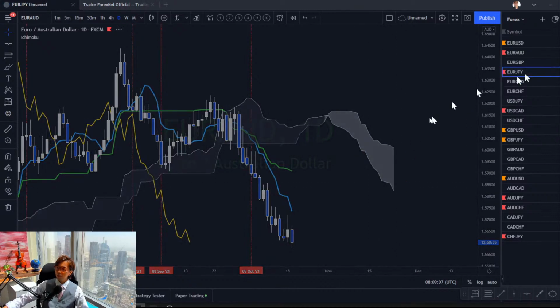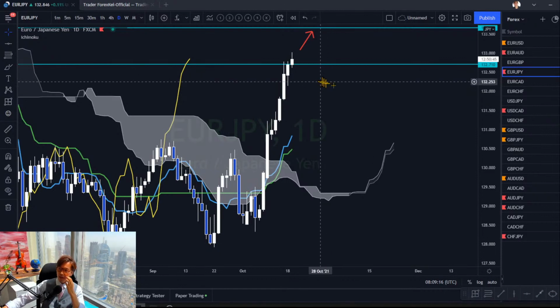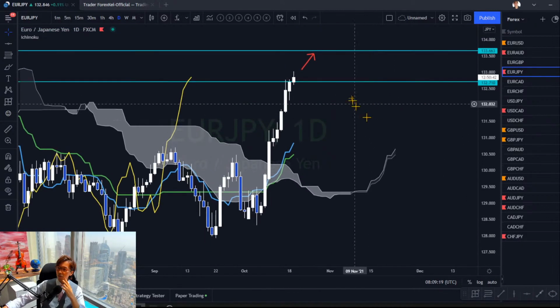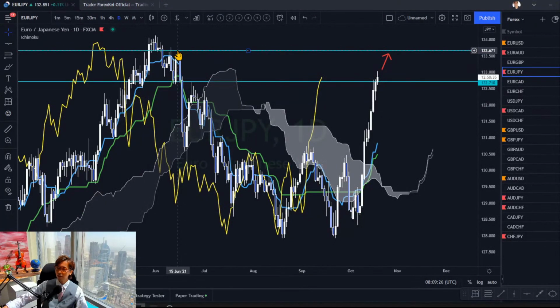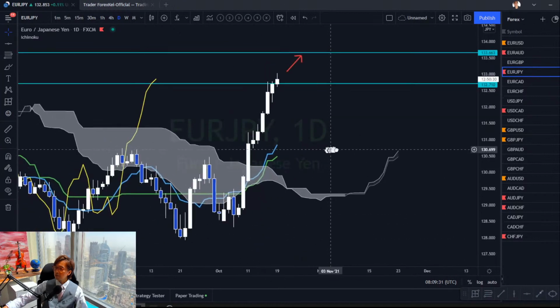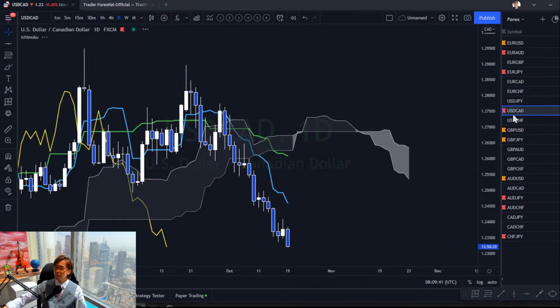But if you look at the Euro JPY, the Kumo is too thin, so we have to expect retracement anytime soon. So I don't feel positive to buy on Euro JPY in this case. But the initial target will be 133.66, which is going to be the previous resistance level over here from the 15th of June this year. So yeah, Euro JPY is uptrending, but because the Kumo thickness is too thin, most likely I will avoid this one.